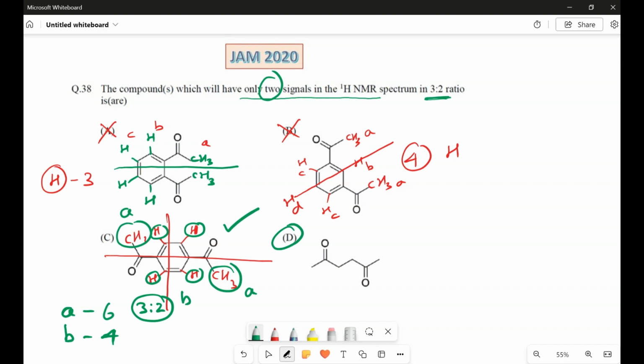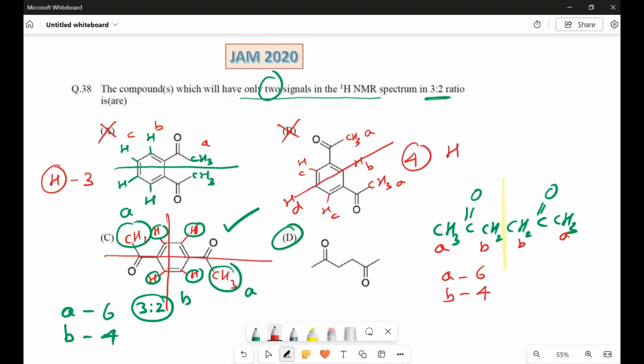Now look into the last molecule. I have CH3, C double bond O, CH2, CH2, C double bond O, CH3. This molecule can be cut into 2 equal halves like this. Is it not? Now check here. So these are A, B, B. They lie on the plane of symmetry. So I have 6 protons for A signal and 4 protons for B signal. Now divide by 2, I have 3 is to 2. So the option D is also right. So here the answer is C and D. Multi-select question. Multi-select means more than one answer will be right. So here options C and D both are right.